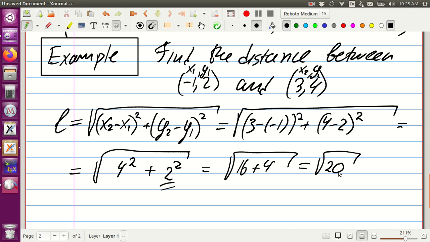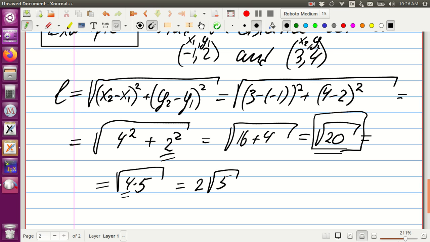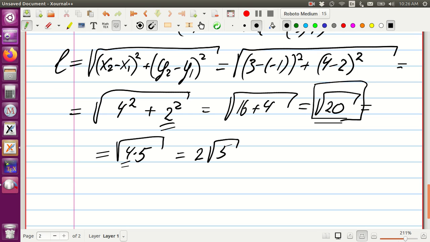And for a lot of practical purposes, it's good enough for us. If you want to really simplify it, you have to write 20 as 4 times 5. And why do we write it in this form? Because we can take a square root of 4, which is 2, so we get 2 square root of 5. But again, for all practical purposes, this is a good answer for us. All right.